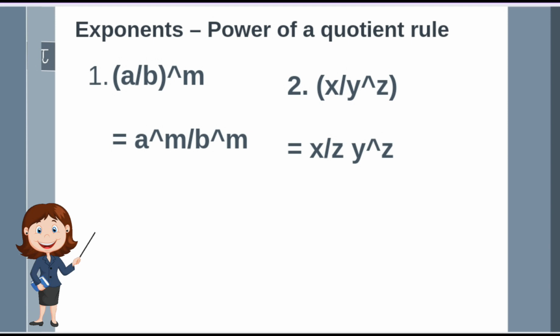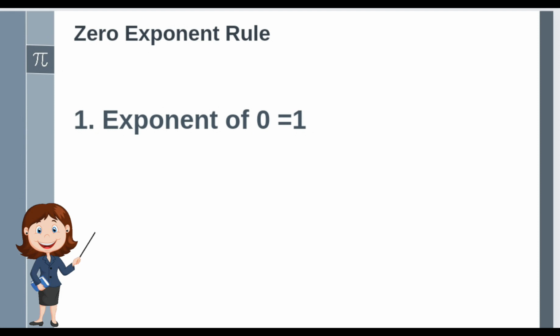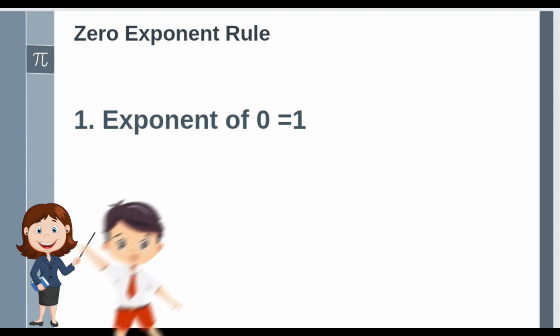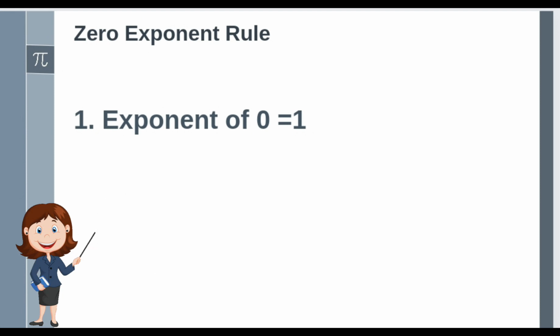Let's discuss an even easier one. The zero exponent. Any number or variable with an exponent of 0 would be 1. Wait, what? It's like a raised to 0 equals 1. Any variable, any number with an exponent of 0 would always equal 1.